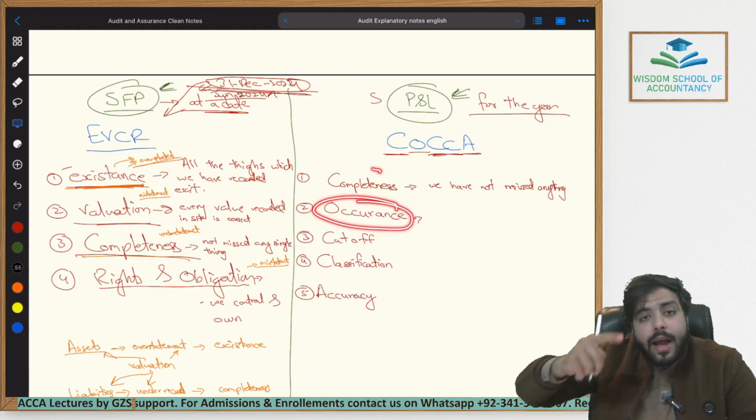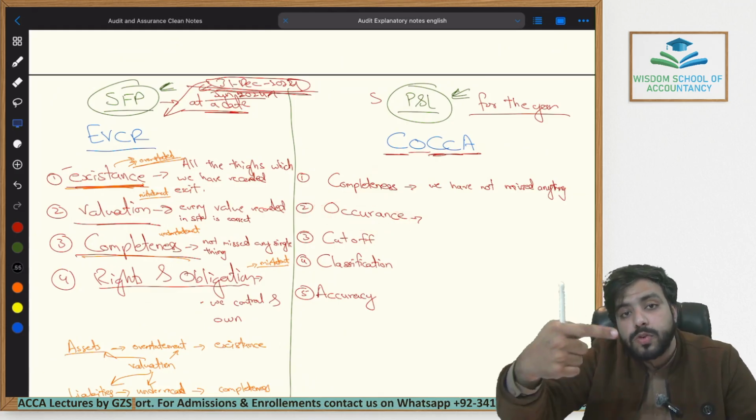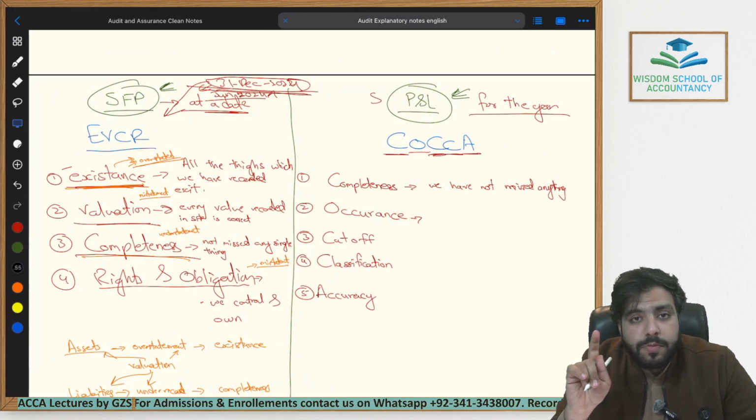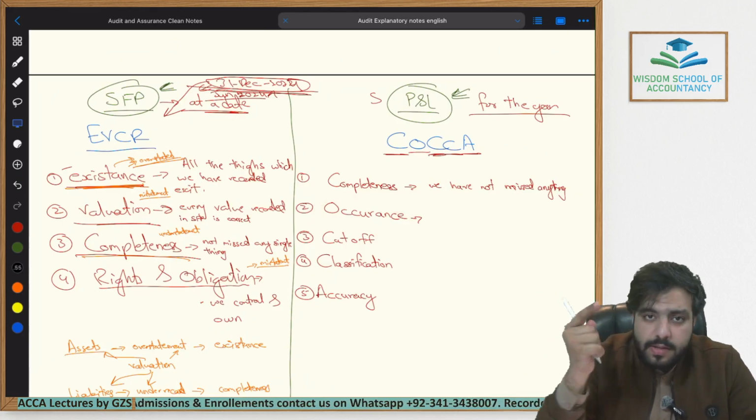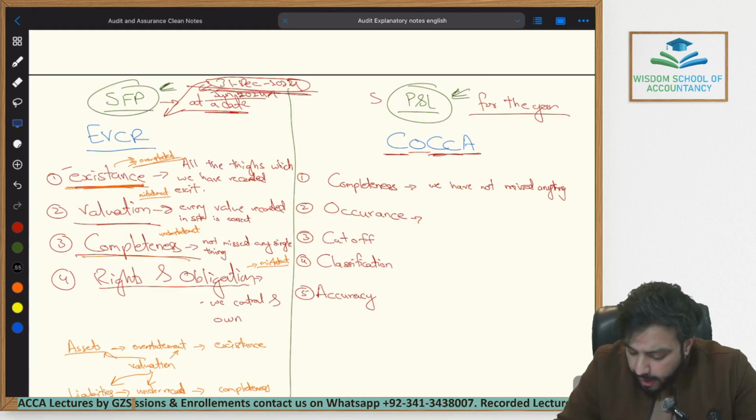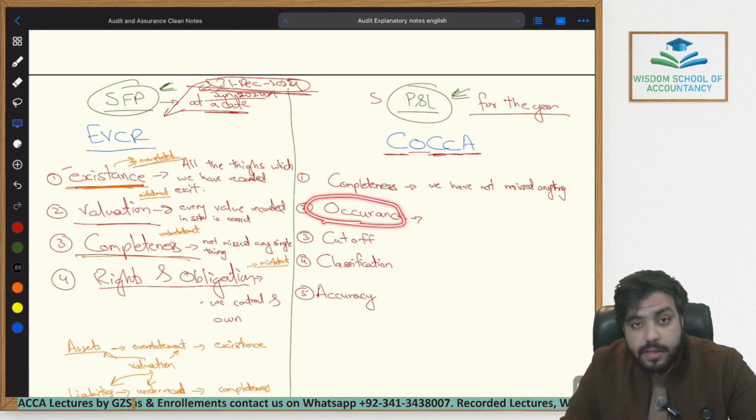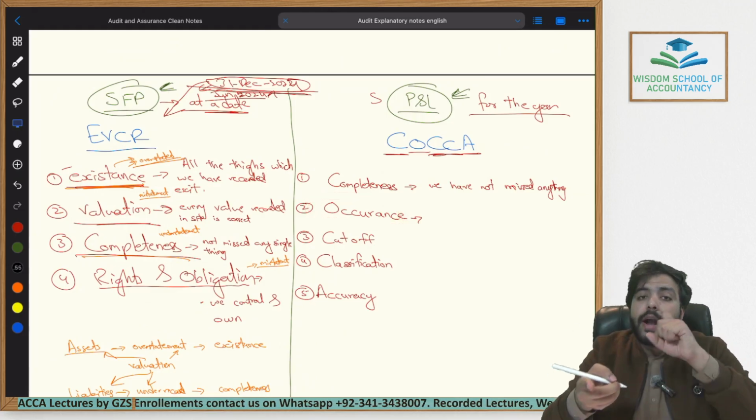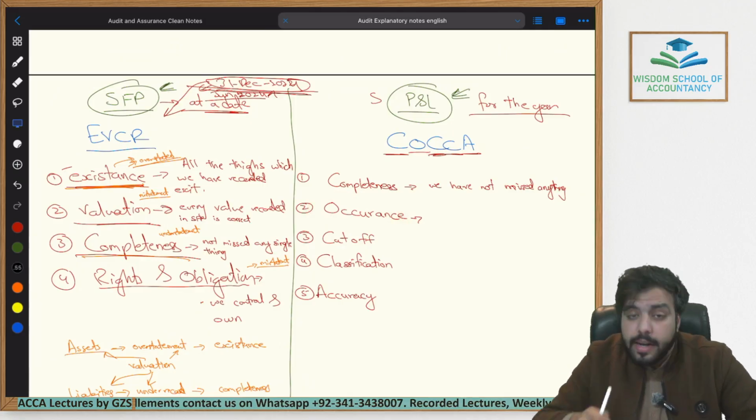Occurred means it occurred during the period for which you are making the statement of profit and loss. So it occurred during that specific period. This is the difference between occurrence and existence. Now you understand that. Let's move forward.